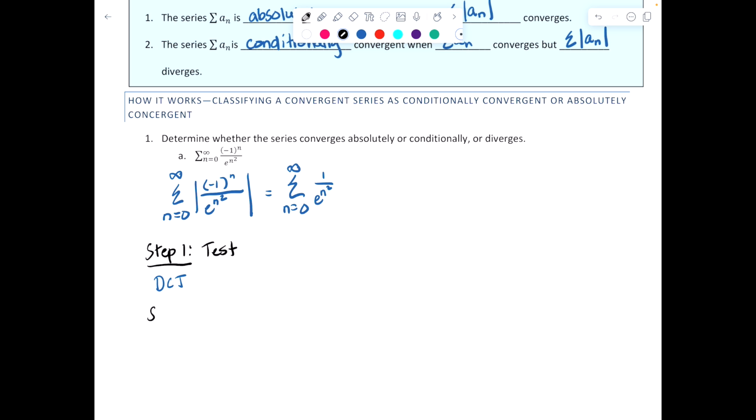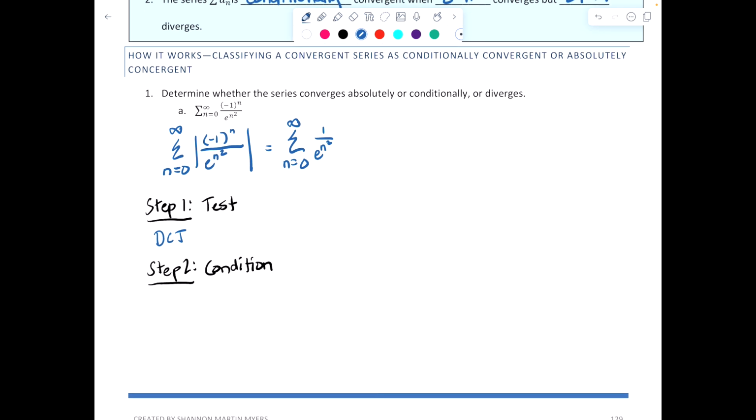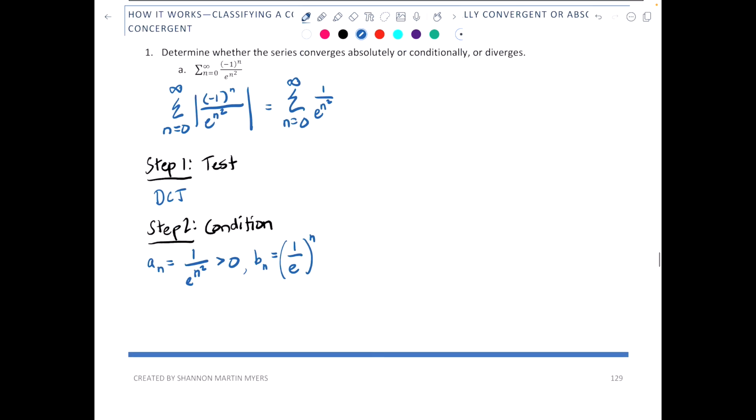And the conditions. So when I look at the sequence inside, I'm thinking geometric, right? Since I am thinking this will be convergent, my a sub n is going to be the sequence that I'm starting with, which is 1 over e to the n squared. That is positive. And my b sub n is just going to be 1 over e to the n, which is going to be larger term by term. If I go 1 over e raised to the n, I'll end up with e to the n instead of e to the n squared. And so that's going to end up being larger term by term, which is what we wanted.